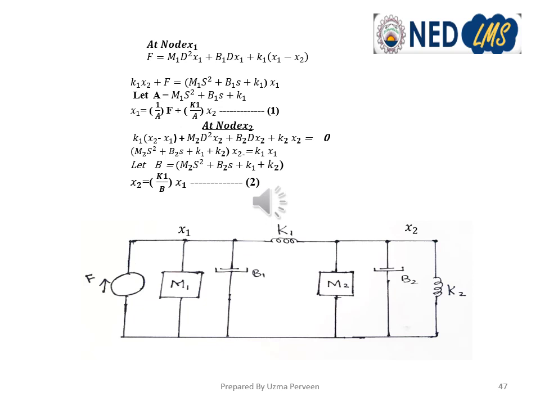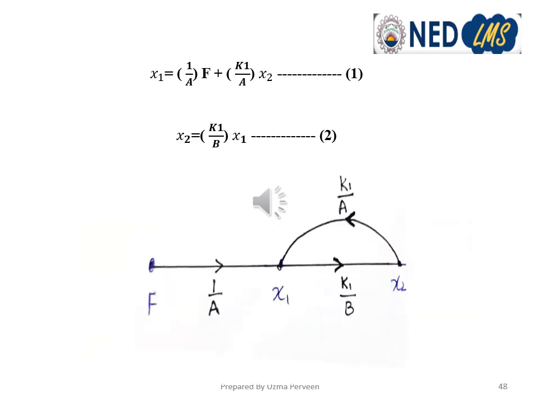So we have two equations, one for x1 equals 1 upon A F minus k1 upon A x2, and another one is x2 equals k1 upon B x1. We'll use these two equations to construct the signal flow graph. In the first equation we have two terms, which means we'll have to make two branches using equation number 1. In the first term, x1 is output, F is input, so the branch will be directed from input to output, that is from F to x1 with a branch gain of 1 upon A. The second term is minus k1 upon A.